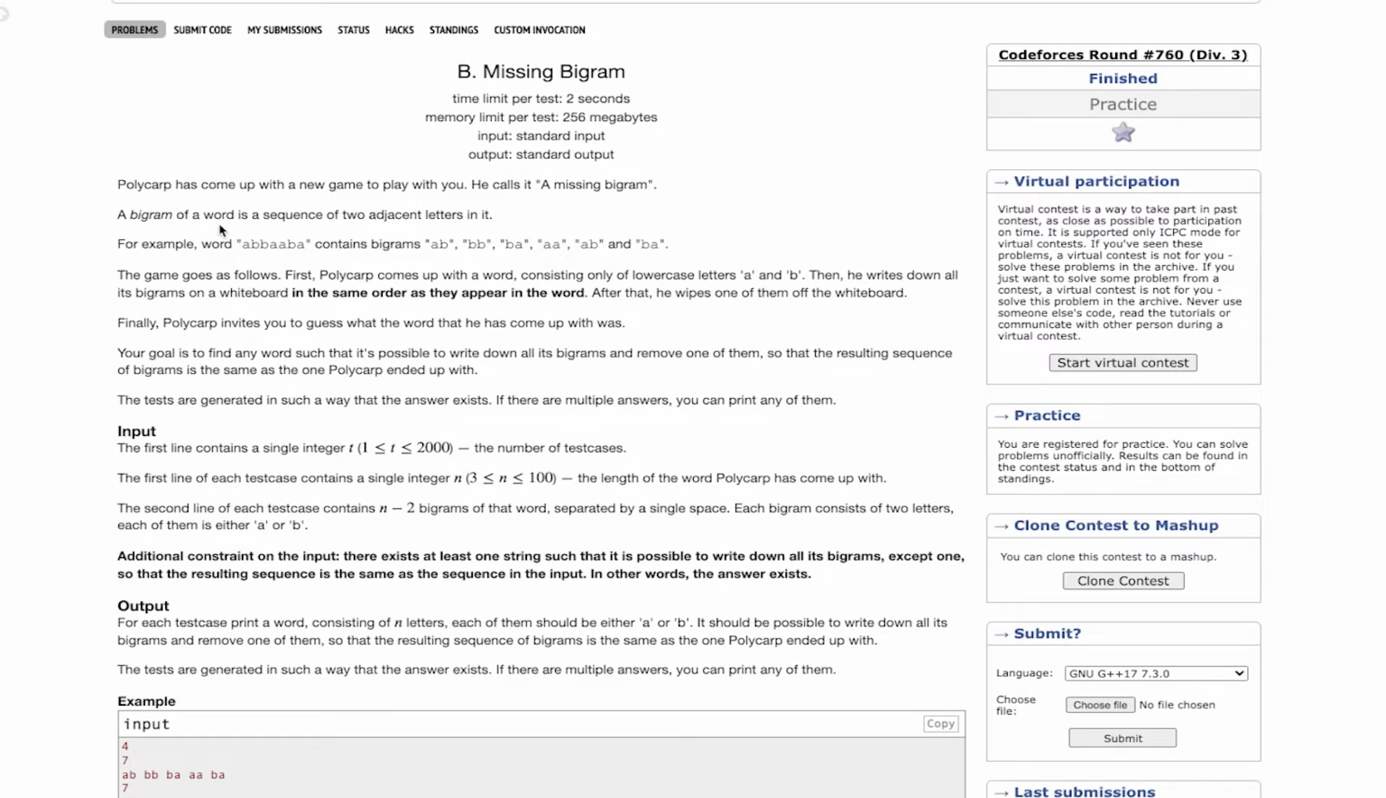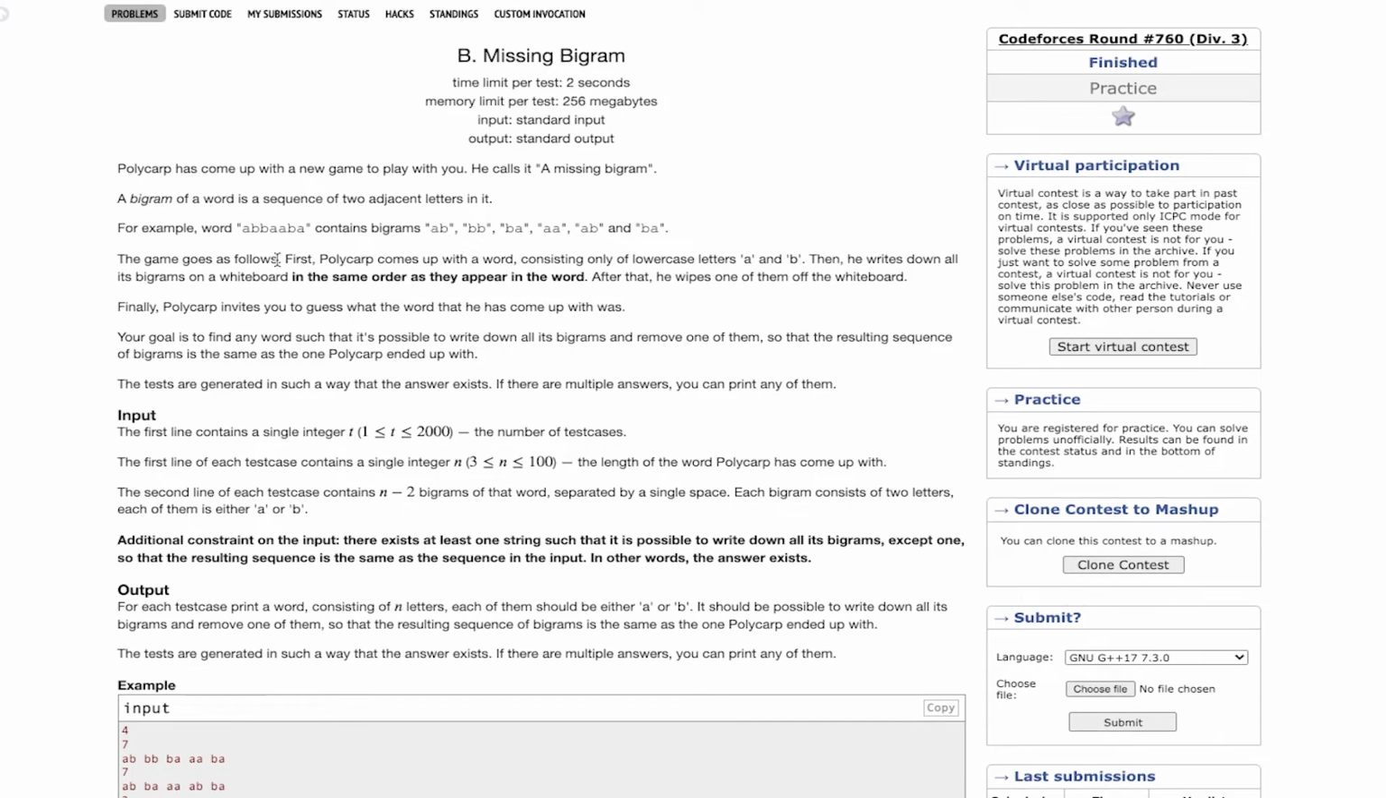Now let's understand this with the given example. Here we are given a word ABBAABA, which contains six bigrams. The first bigram is AB and the second bigram is BB. So we can see that they are sequences of adjacent letters. In this way we can have six bigrams.